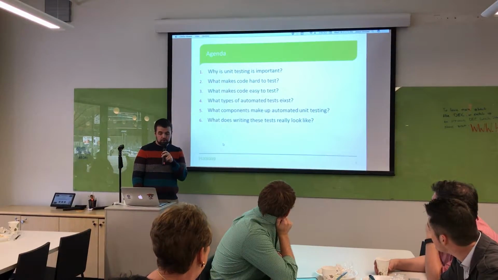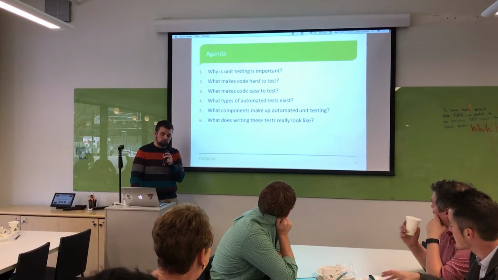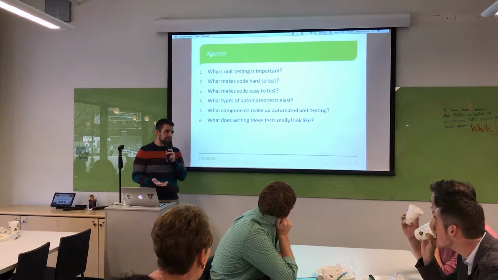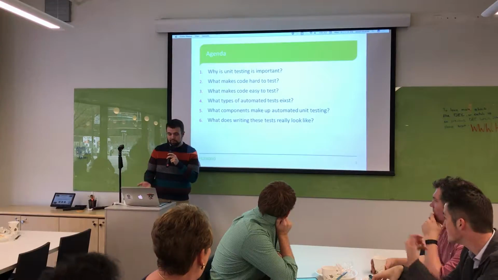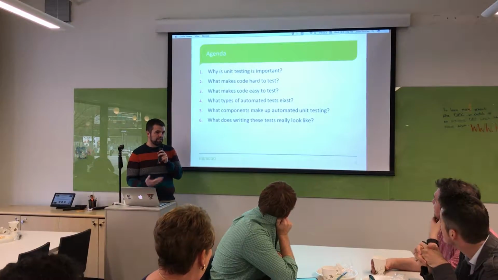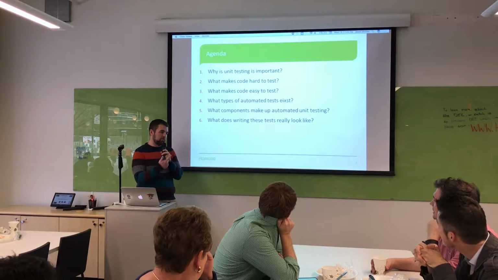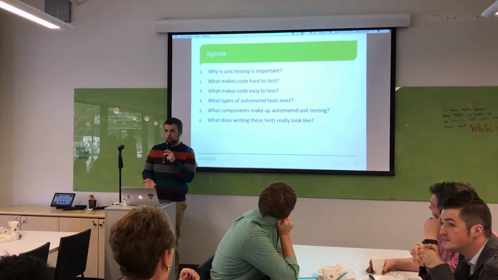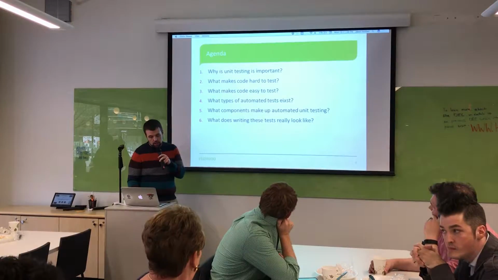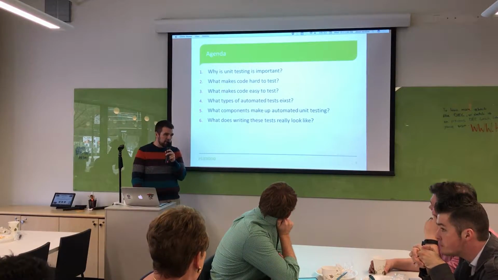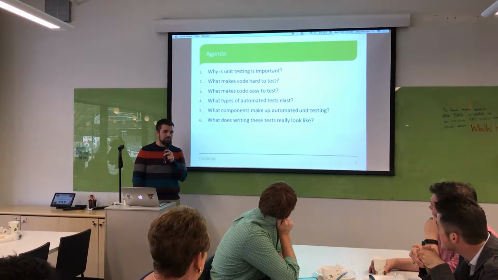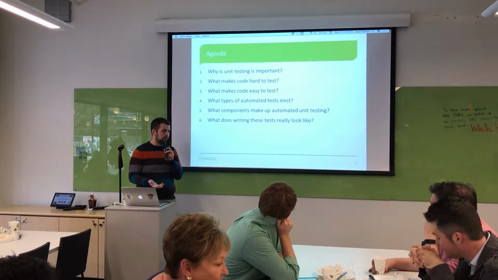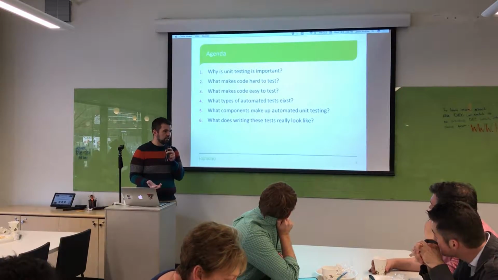All right. So why is it important? What makes code hard to test? What makes code easy to test? What type of automated tests are we talking about? We kind of preface it with unit testing, but there are other types of tests that we automate, so what are they? Why are they important? What components make up automated unit testing? And some more practical questions, like what does it really look like to do this?